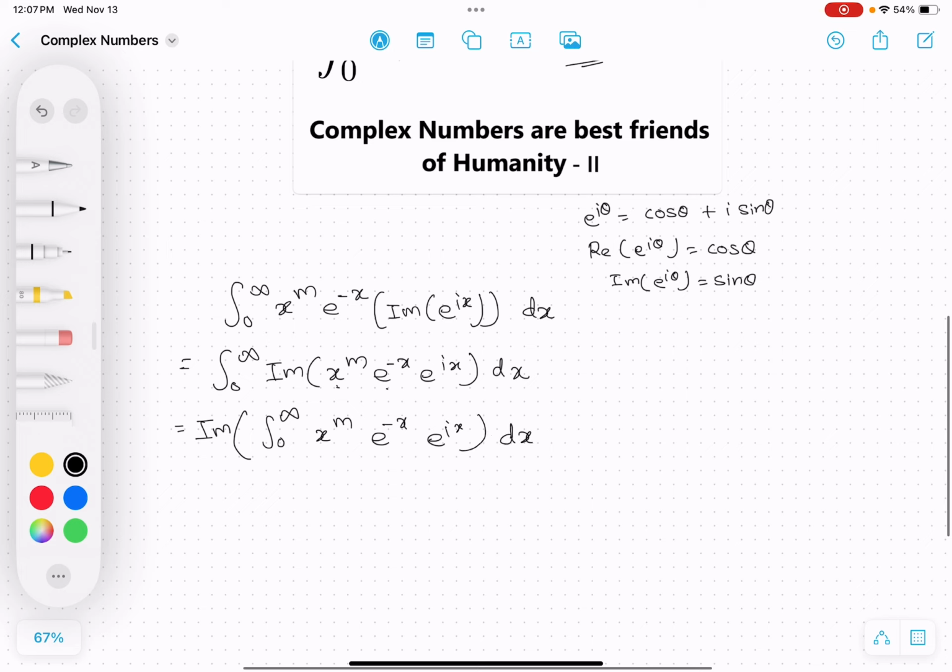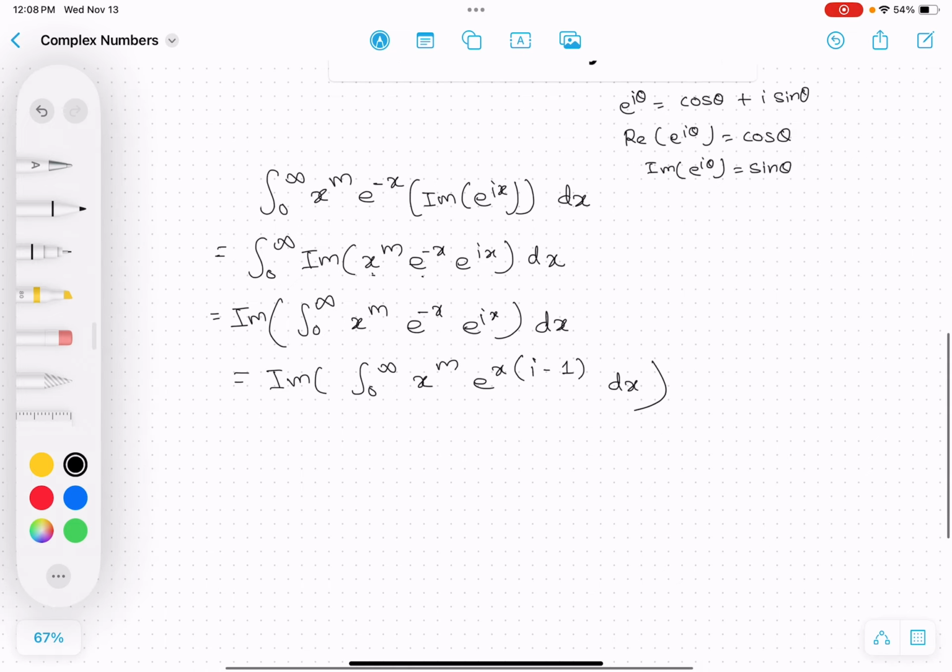Now the benefit of making it like this is that now there are just two functions, exponential and polynomial. So we have reduced the complexity, and now it's pretty simple actually. So this is the integral from 0 to infinity of x to the power m, if you take e to the power x common, this will just be i minus 1, right? dx. Okay. Now how do you integrate this?